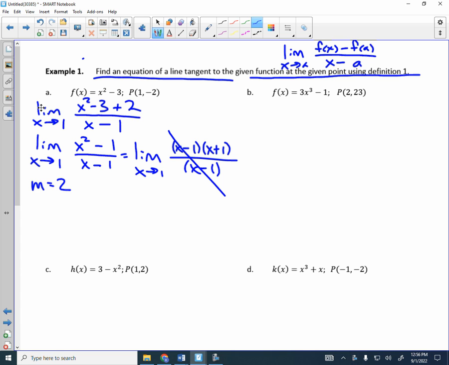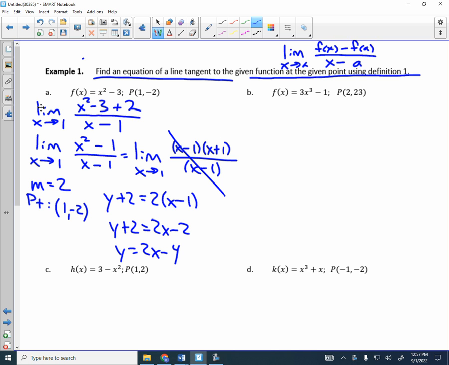It says find the equation for the line. So I have slope. What else do I need? My point on my line. Do I have my point? What is it? 1, negative 2. Could I now write an equation for a line? y minus what? y plus 2 is equal to? So I have y plus 2 is equal to 2x minus 2. Or y is equal to 2x minus 4.